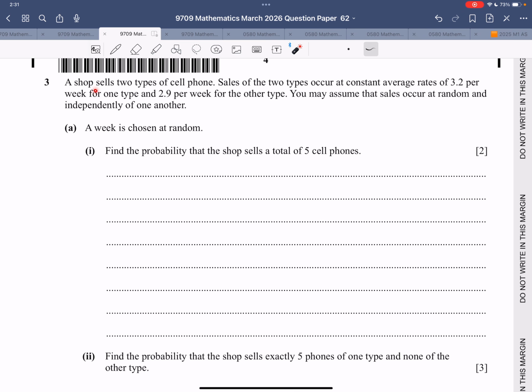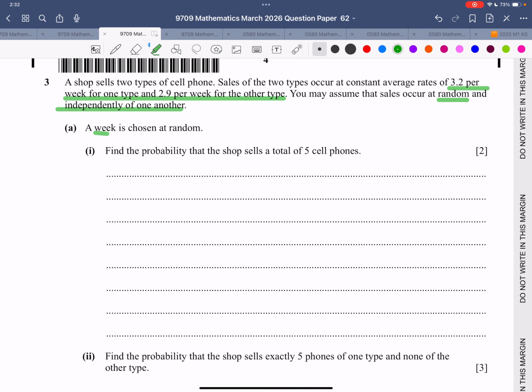Question number 3. A shop sells two types of cell phone. Sales of the two types occur at a constant average rate. The first one is 3.2 per week and the other one is 2.9 per week. You may assume that the sales occur at random and independently. Now these are the conditions for Poisson: it occurs at a constant rate, at random, singly, and independently.